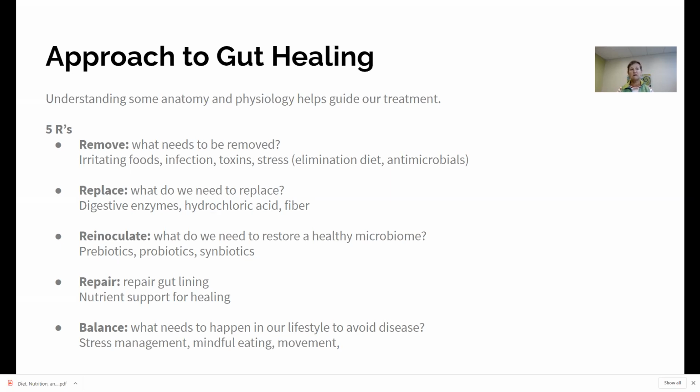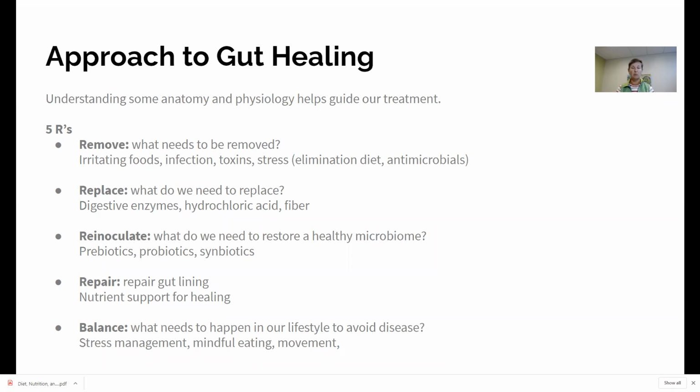The next thing we think about is replacing. So what do we need to replace? Do you need acid in your stomach because you've chronically been on an acid blocker? Do you need more fiber in your diet? Do we need digestive enzymes? Those are all things that can help us in making our digestive system function properly.